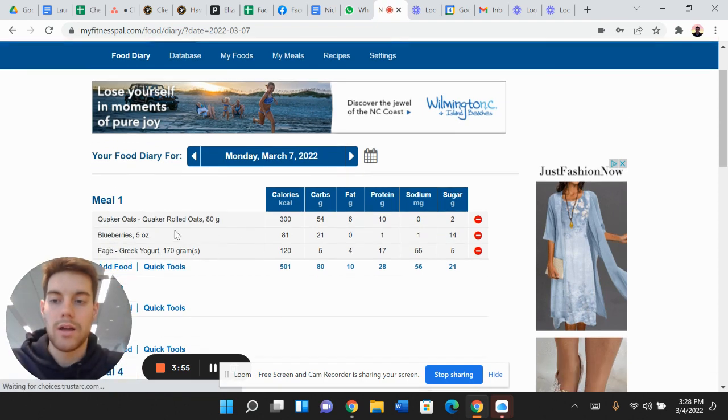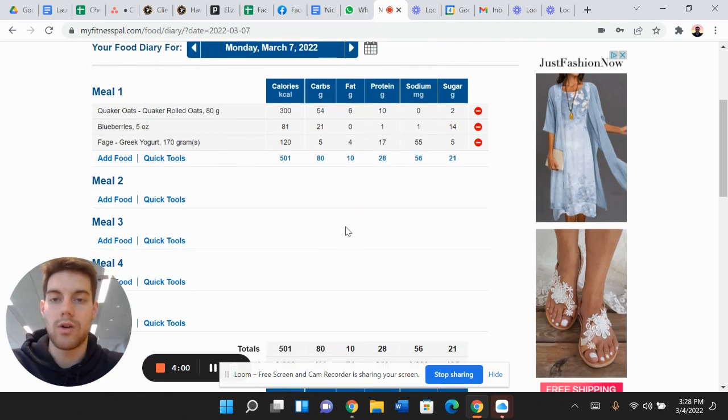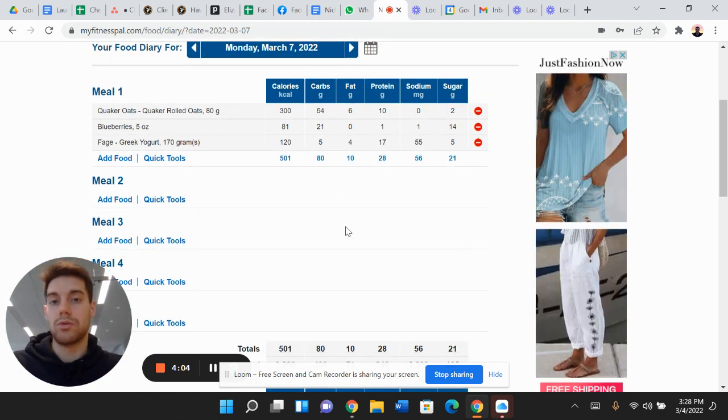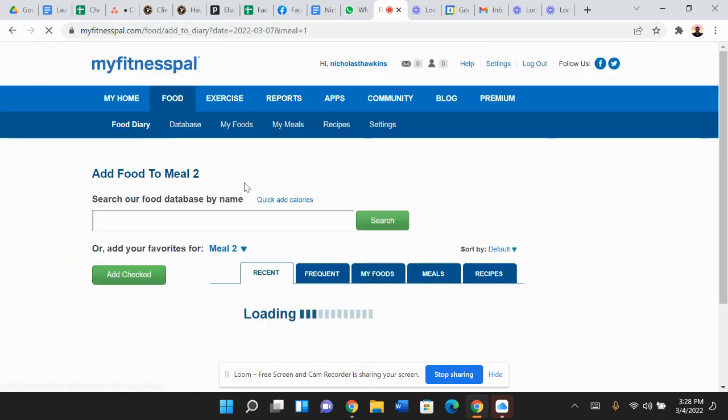That's on the side of my blueberries, and you can see the protein went up quite a bit. Now we're at 28, things like that. Cool. So now I know what I'm going to have for breakfast tomorrow. I'm going to have some Greek yogurt with some blueberries, as well as a bowl of oatmeal with some blueberries too. Now let's say for lunch, I'm going to meal prep.